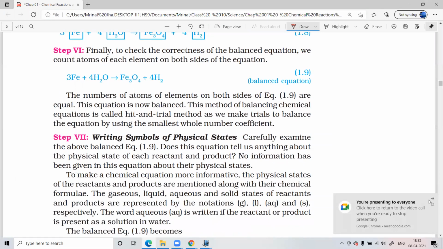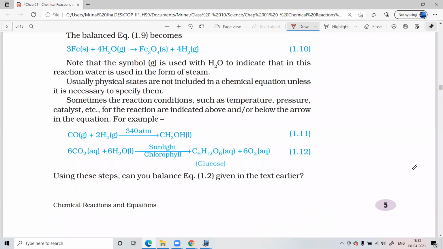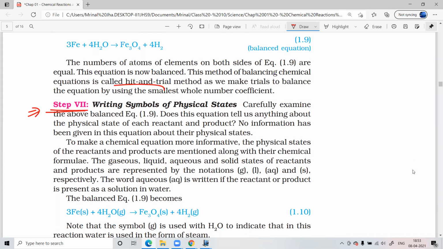Okay. Yeah, so before I give you questions, let me talk to you about this step over here. We were reading it stepwise, so we have done up to this 6th step. We have balanced the chemical equation, but even after that, there is still something very important which we need to do as a last step: writing the symbols of the physical state.